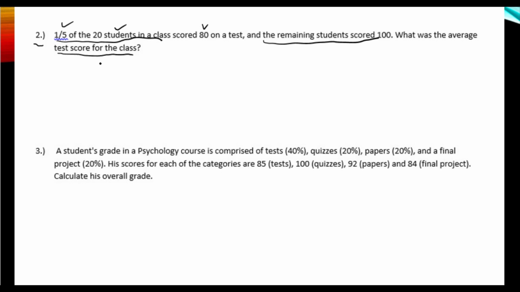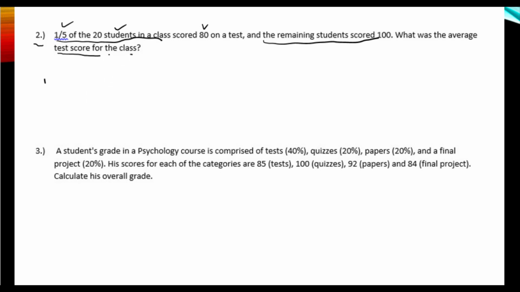And here is the classic error when students read these kind of problems. Number 1 error is students do this: 80 plus 100 divided by 2. That is the kiss of death with weight averages. So you don't want to do that. You got to be really careful what's going on here.